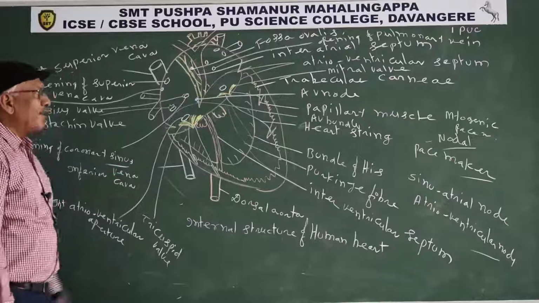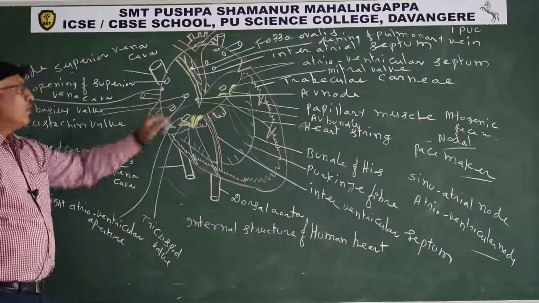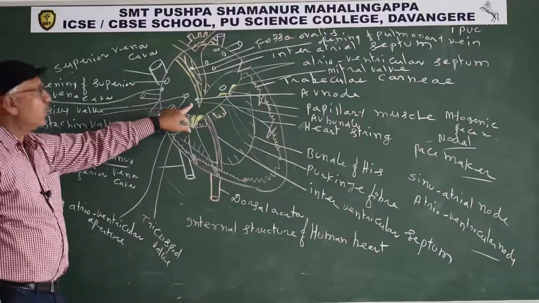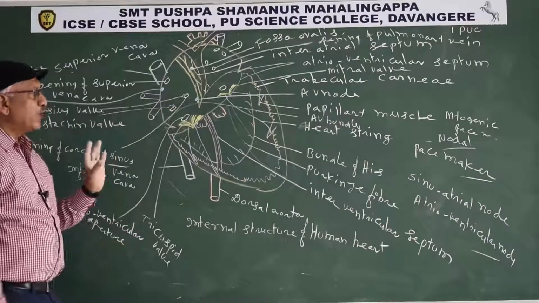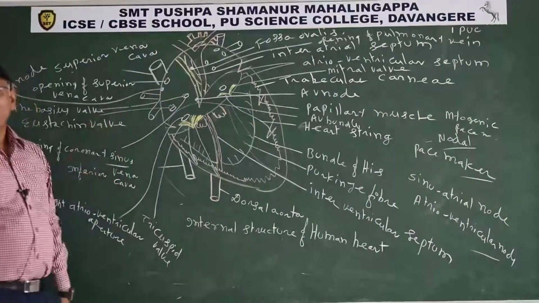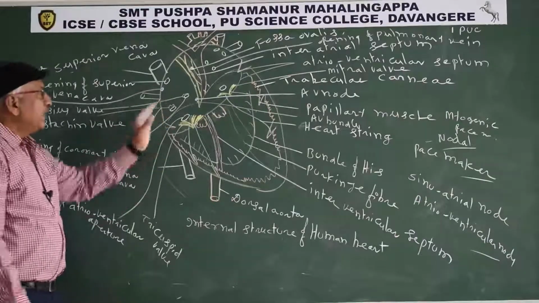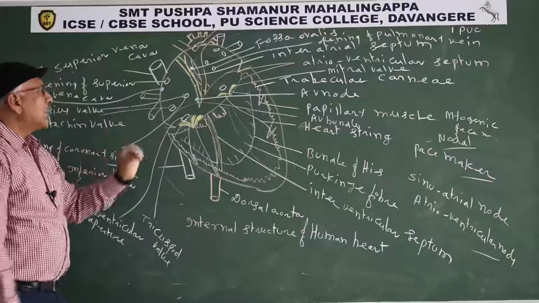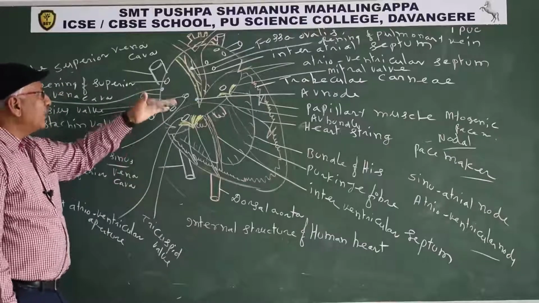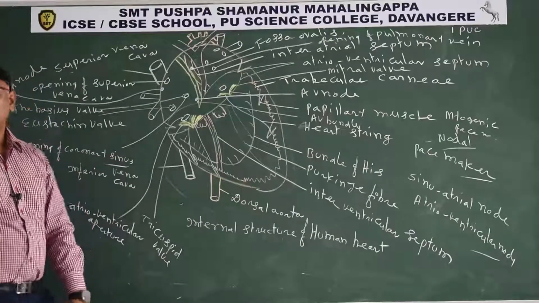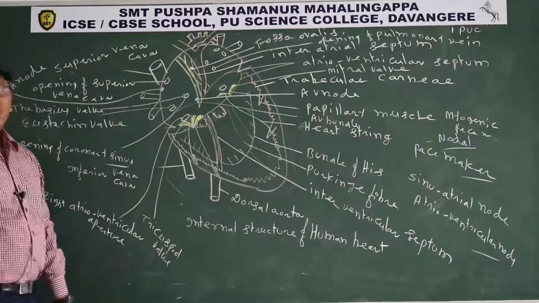The AV node acts as a relay station. The wave of contraction is not generated in the AV node. Generally we call them two pacemakers, but the wave of contraction is generated in the SA node only. The AV node simply transfers the wave of contraction received from the SA node to the ventricles. That is why the AV node acts as a relay station.